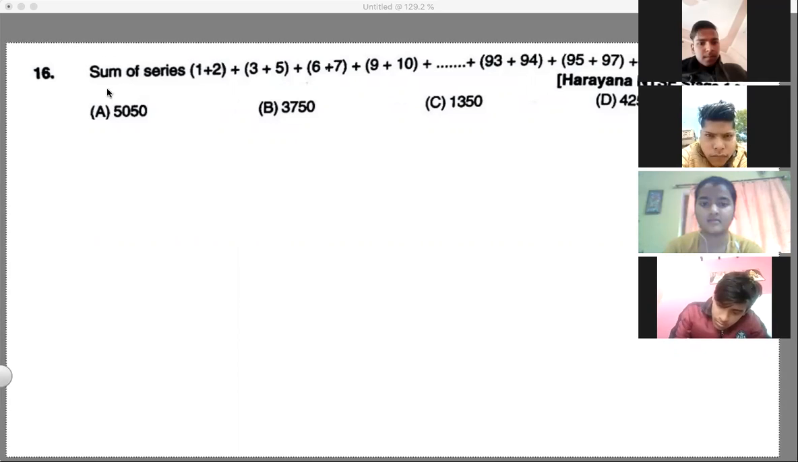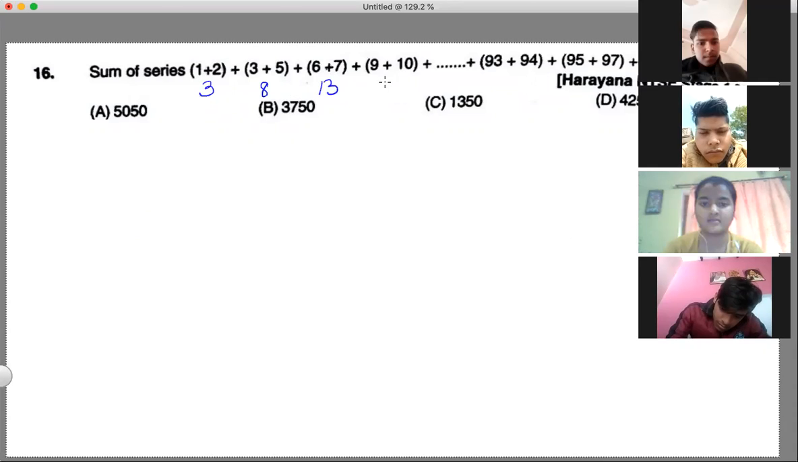First of all, is this an AP? So when we add 1 plus 2, and 3 plus 5, and 6 plus 7, will it come in AP? Okay, so let's check. This is 3 and this is 8 and this is 13. Okay, this is 5 and this is 19. This difference has become 6 now. This is 5 here.